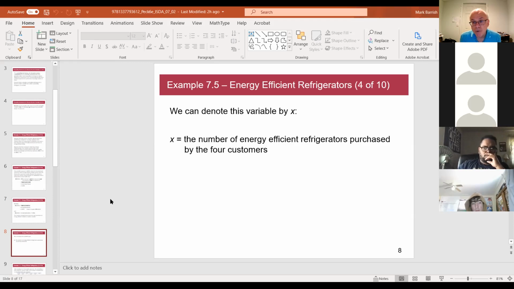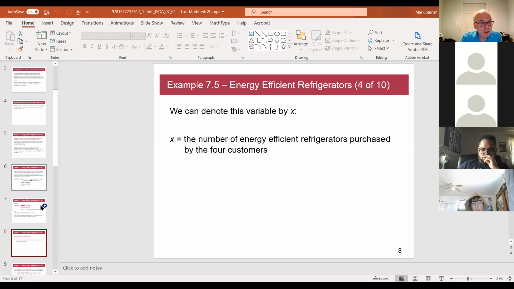Either all 4 don't choose it, that would be G, right? And then 4 would be E, right? And then all the other possibilities. Two of them choose them, two don't. All those possibilities. Then 3 choosing energy efficient, and 1 did not. All those possibilities are there, and then we have to determine the probability of each of those events.